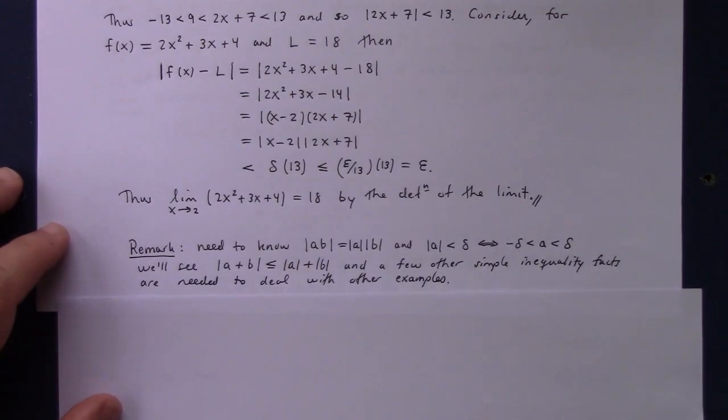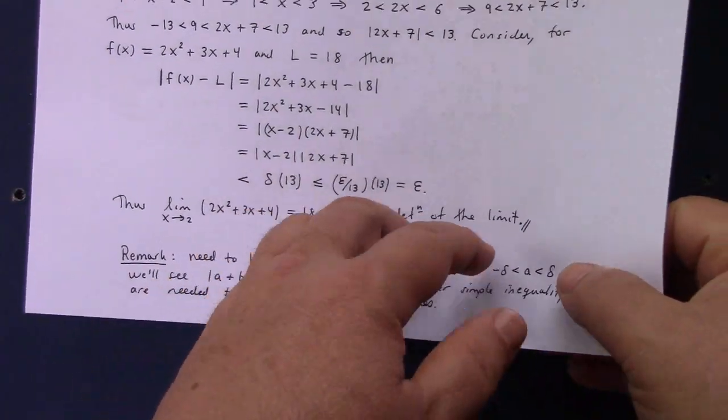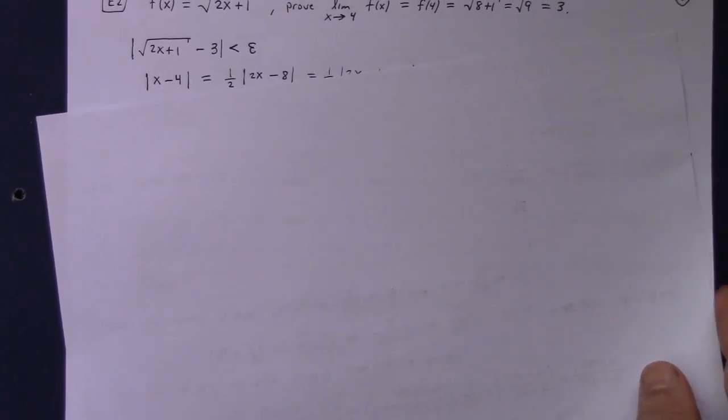Remark. Well, you need to know that the absolute value of the product is the product of the absolute values, and also this is a really important idea that absolute value being less than delta is interchangeable with minus delta less than a less than delta, right? For positive delta, of course. And we'll see that there's a few other tricks in the future examples, but those right there are obviously big ones. All right, so next up, this is a slightly more troublesome example.